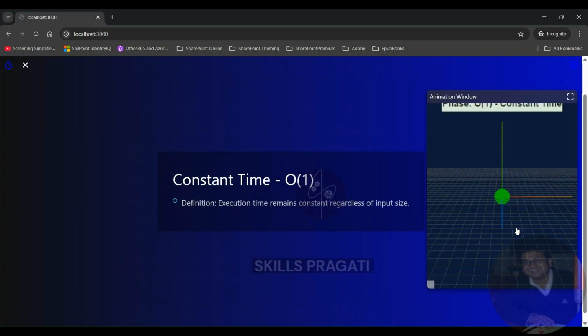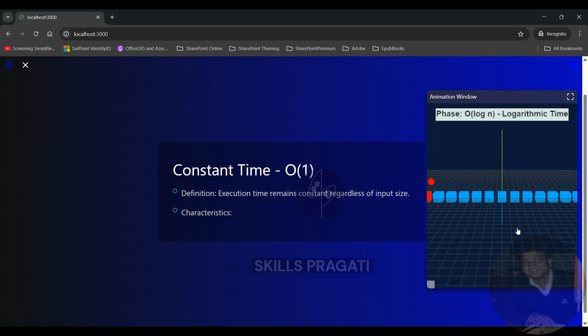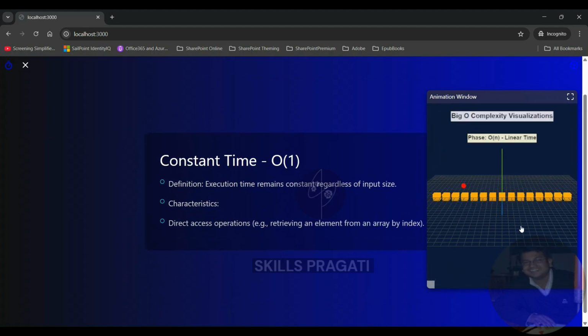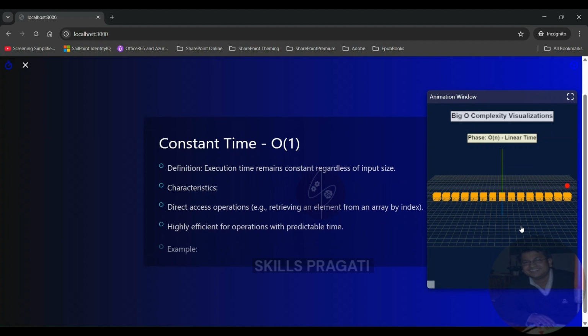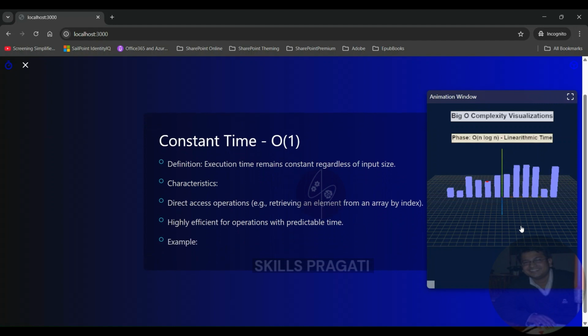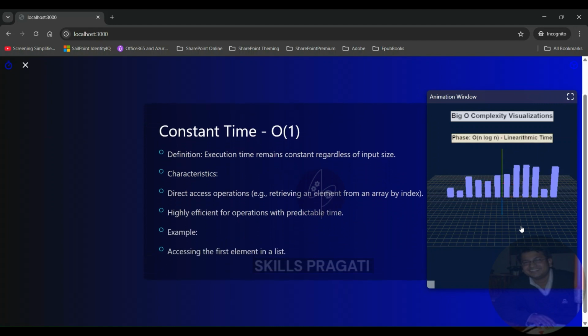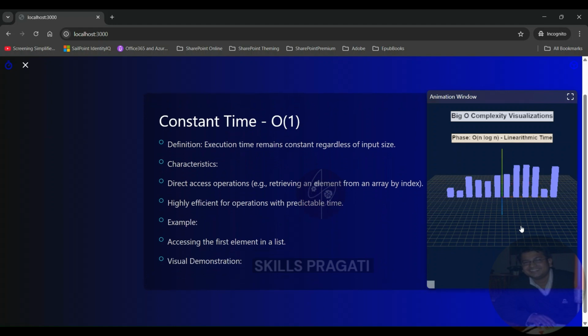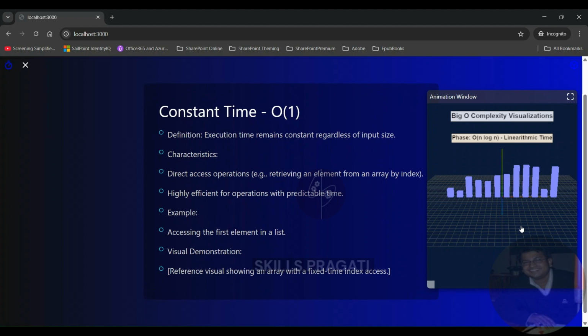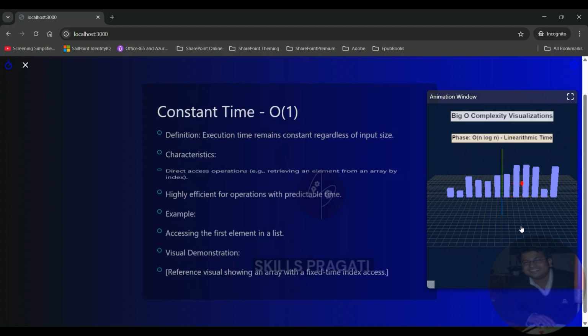Constant time complexity, or O(1), means that the execution time of an operation remains constant, no matter how large the input size gets. For example, retrieving an element from an array by its index is a constant time operation because it takes the same amount of time regardless of the array size. Please refer to the visual demonstration on this slide, which shows how an array allows for fixed time index access.